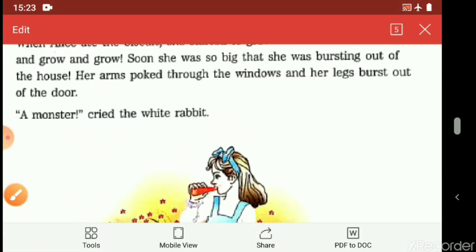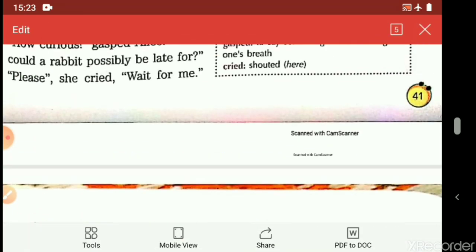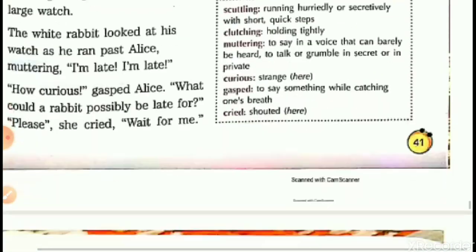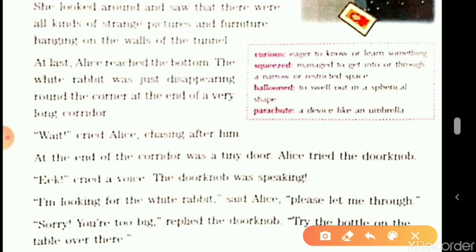Now the fourth word, children, is squeezed. It was there that with difficulty she squeezed. The meaning of squeezed is managed to get into or through a narrow or restricted space.